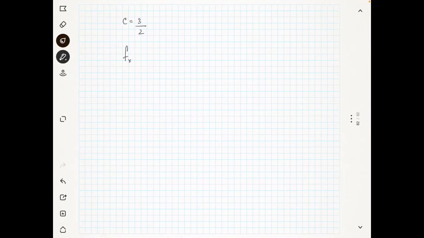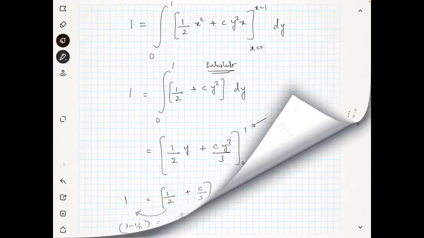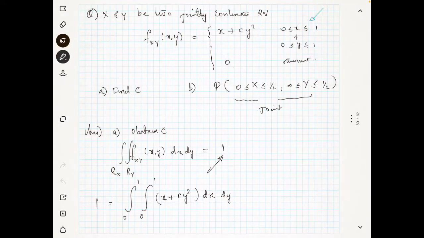So our f(x,y) now becomes x squared plus c, which is 3/2, into y squared, and this is equal to 0 otherwise. This is for the value of x between 0 and 1, and y also between 0 and 1. So this is the density function. Now we will see the second part of the question, which is to find this probability.